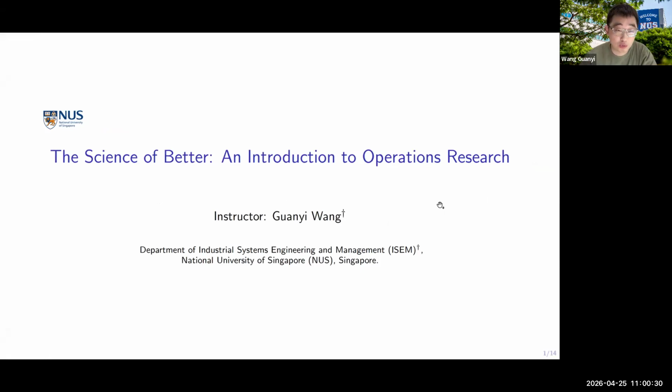And what we are going to discuss today is an overview of what operations research is, and how we could utilize operations research in our daily lives to make a better society. It is also the science of better.